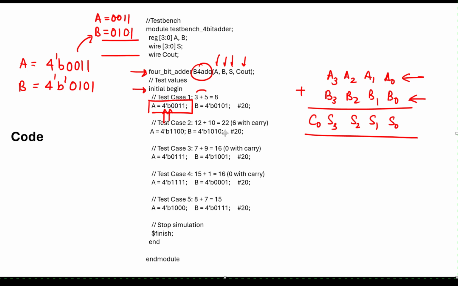Once you add these two, what should you get? 1 plus 1 is 10, and so on, so the last carry, the C out, is actually 0. For this particular test case, you should get output as 1000. Set this value for A and B, and then wait for 20 nanoseconds. The #20 means 20 time units.